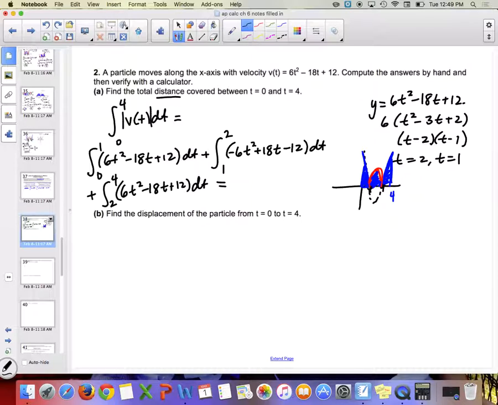So I'm not going to waste too much time. You guys know how to integrate that. Like you could integrate it and you'd have 2t cubed minus 9t squared plus 12t going from 0 to 1 plus the rest of all of that. So you can do that. But I'll let you use your calculator on this. So go ahead and quickly put it into your calculator.